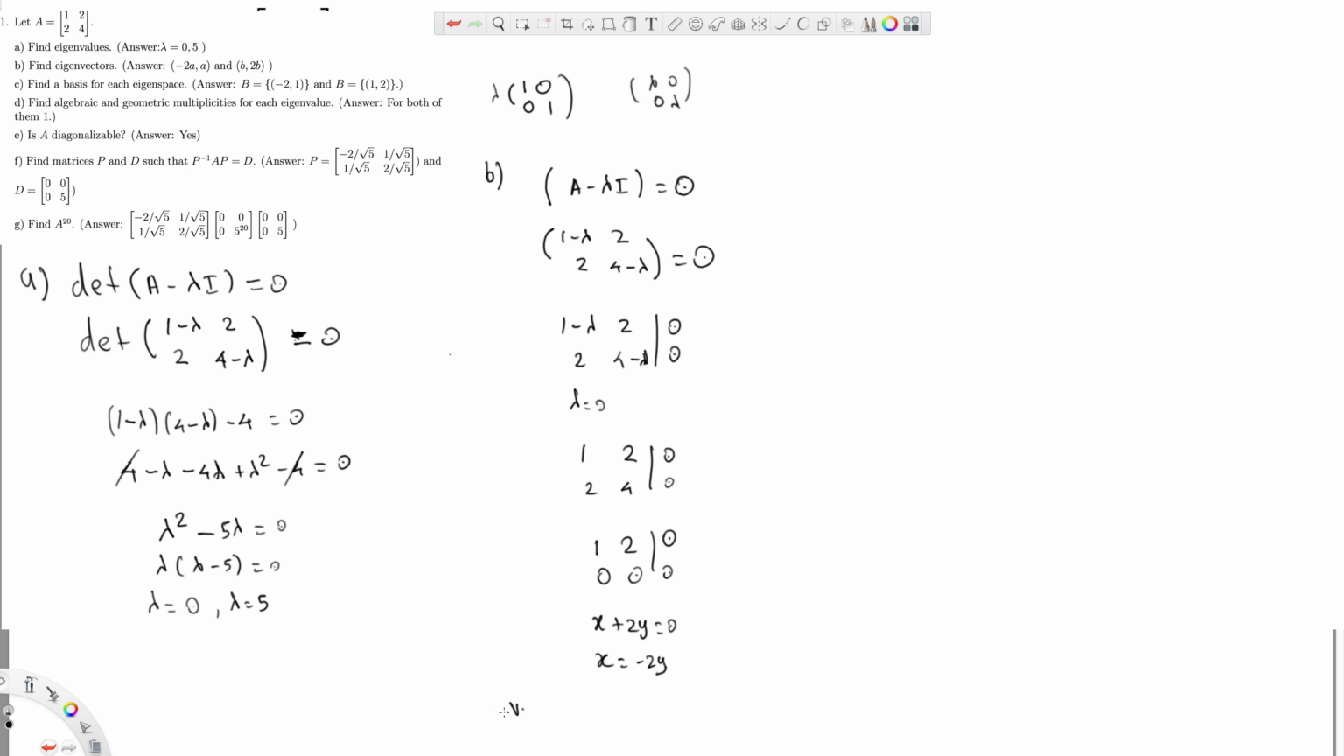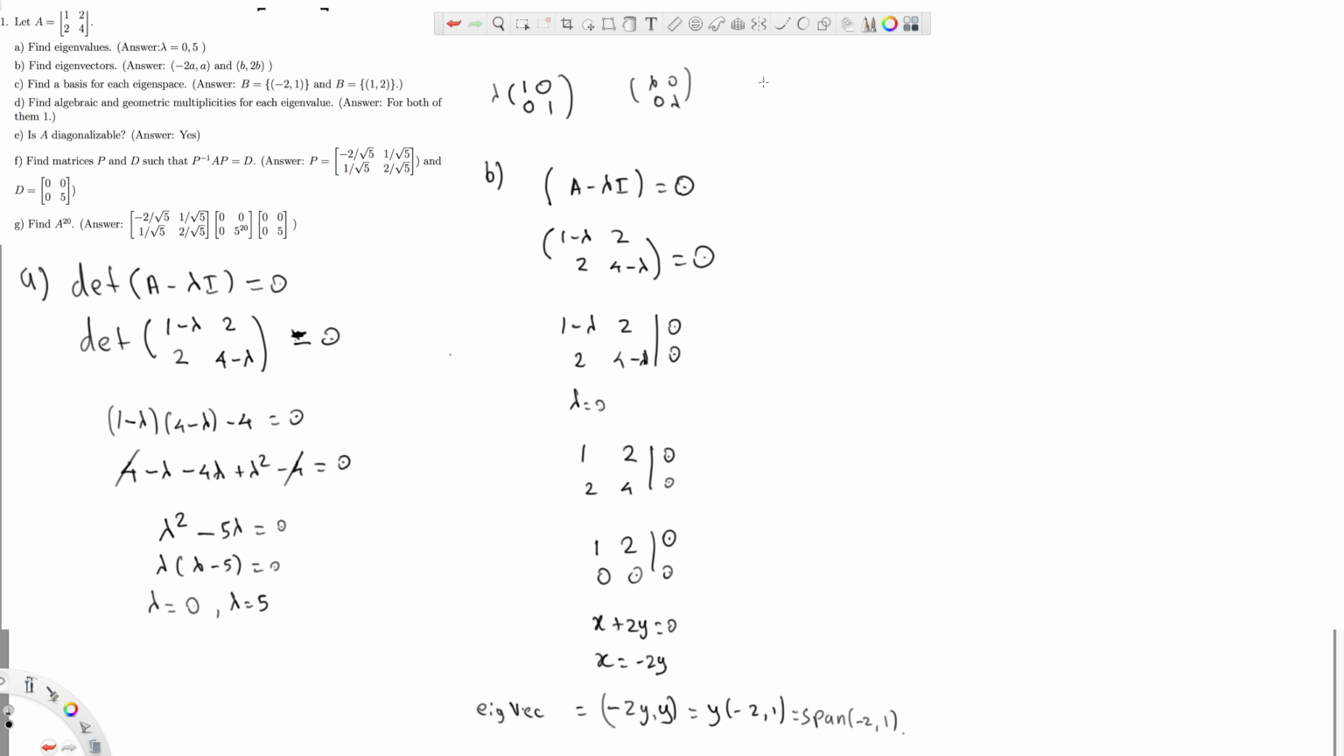Therefore, the eigenvectors are minus 2y comma y, and if I take y common, it's minus 2 comma 1, and I can write this as the span of minus 2, 1. So this is the first eigenvector.